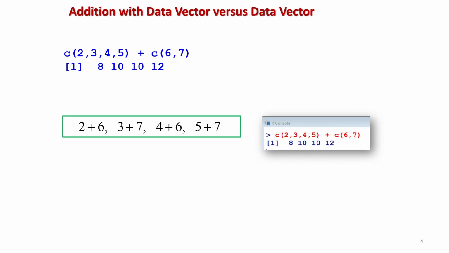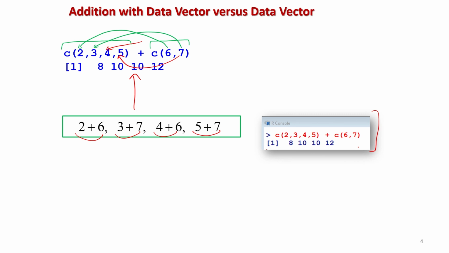Now the next thing is when you are trying to add two data vectors. Here I am taking two data vectors, c(2, 3, 5, 7) and c(6, 7). What you will see is that first 6 is added to the first value, and then 7 is added to the second value, and after that 6 and 7 are added again to the remaining values. The answer comes out like this: 8, 10, 10, 12, and this is a screenshot.